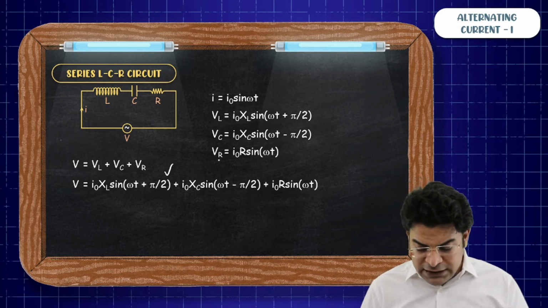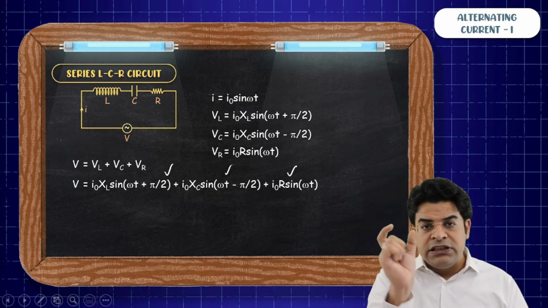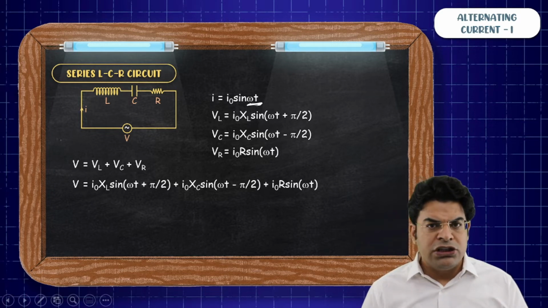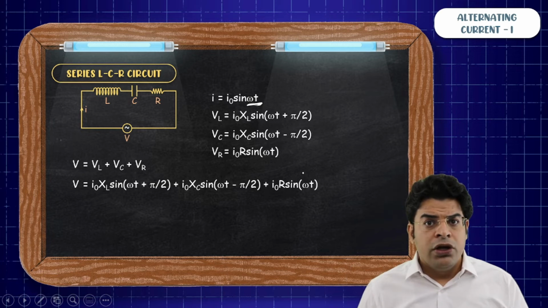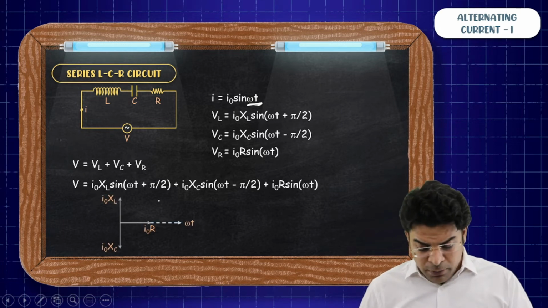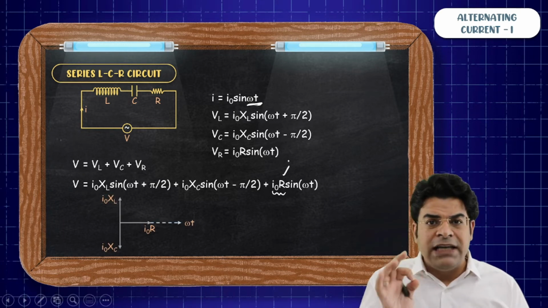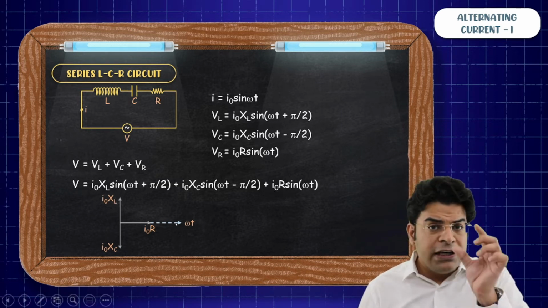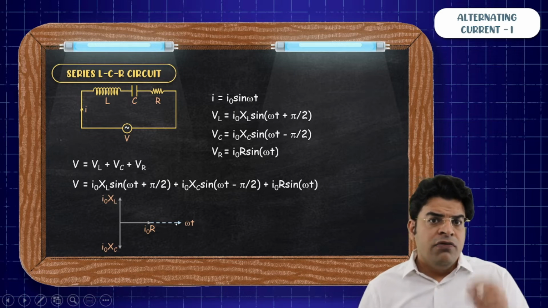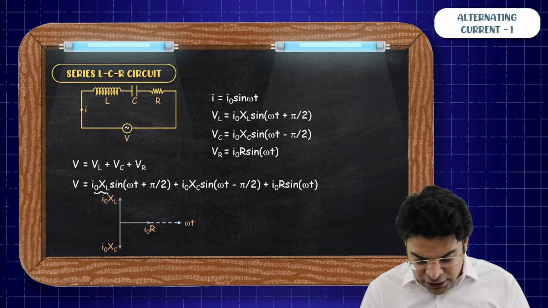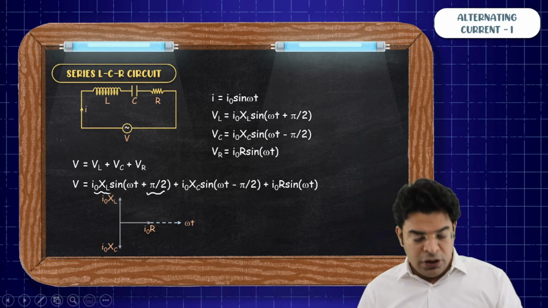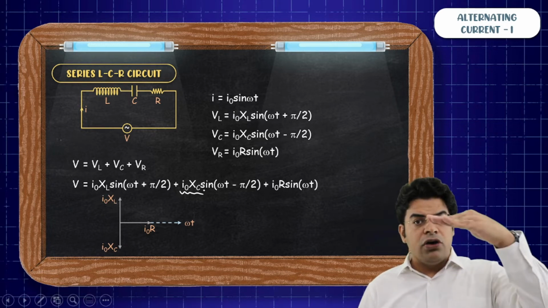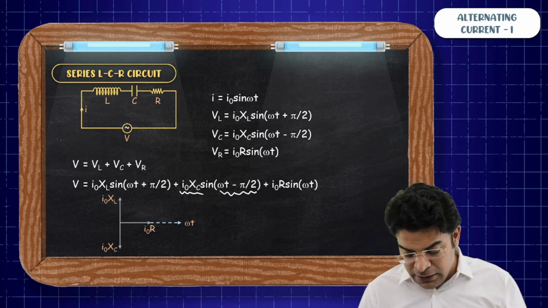So if you visualize the phasor diagram to add up these three sinusoidal functions, think of the phase of current, which is omega t, as the reference. So the potential drop across the resistor will represent a vector of magnitude I naught R in the direction of omega t. The potential drop across the inductor will represent a vector of magnitude I naught XL in the direction of omega t plus pi by 2. The potential drop across the capacitor will represent a vector of magnitude I naught XC at an angle of omega t minus pi by 2.